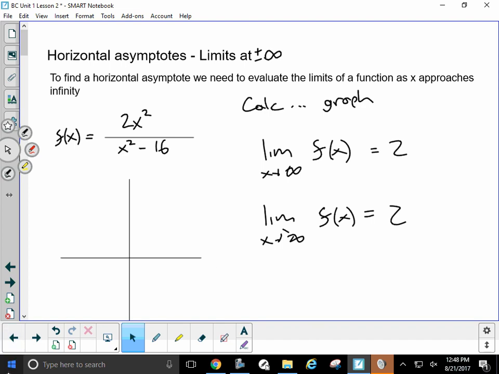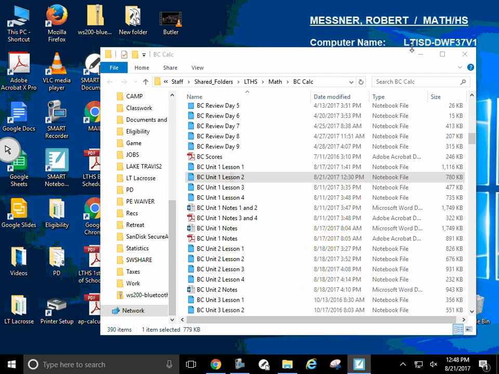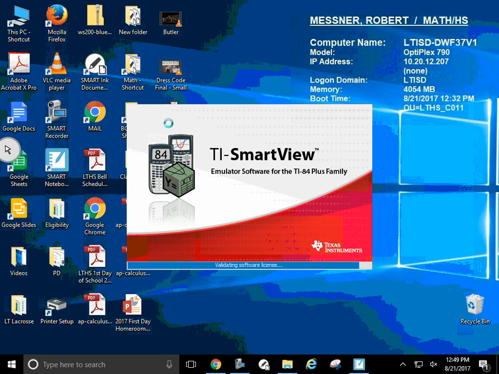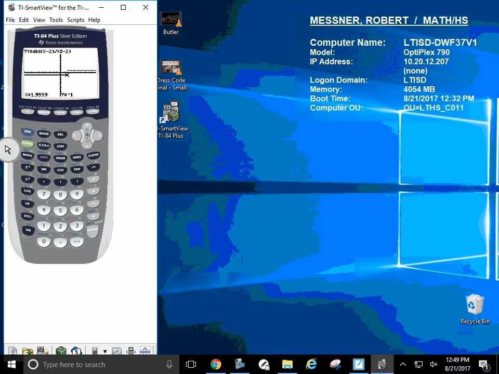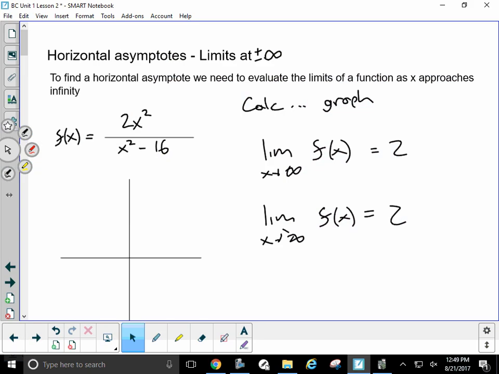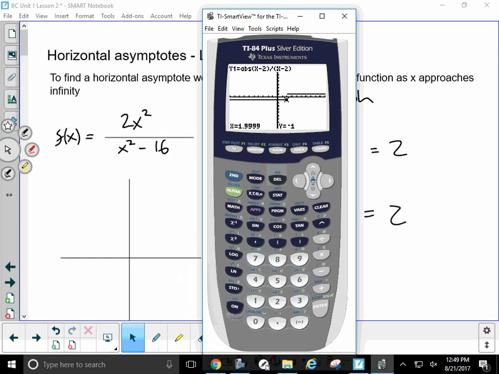Okay, let's just do that really quickly. Let me get the calculator out. Just so if you were ever checking your work on finding a horizontal asymptote and you wanted to use your calculator to check your work, it doesn't get much easier than graphing.